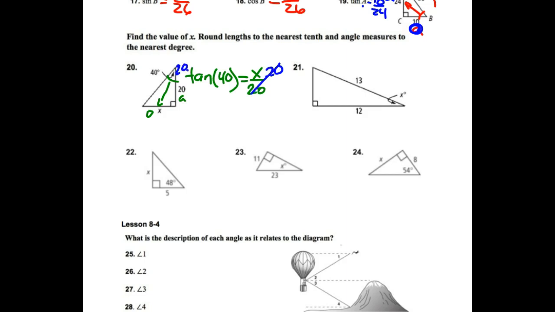I type that up in my calculator. Let's see what that gets me. And I should end up with x being equal to 16.8. Length to the nearest tenth, angles to the nearest degree, and that's a length, so that looks good.